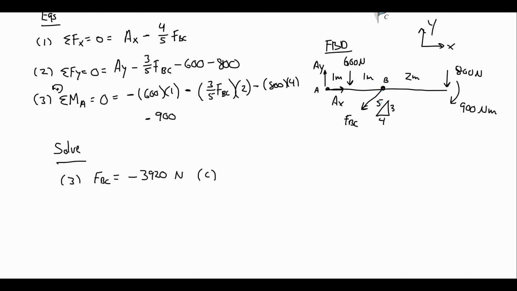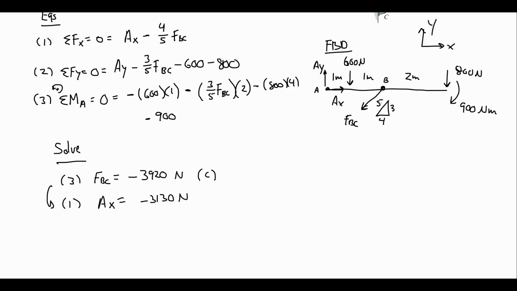So I'm going to still use this negative 3920 when I go into, let's say, equation 1 next. Right, so I have AX, I have 0 equals AX minus 4/5 times negative 3920. So that negative will carry through when I substitute it into equation 1. And that will tell me my AX value. And I will get negative 3130 newtons out of that.